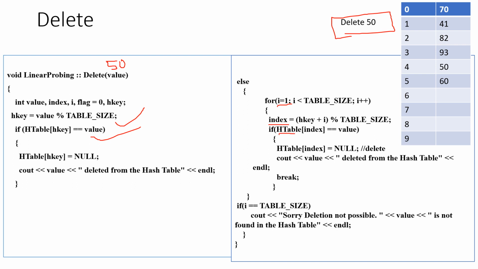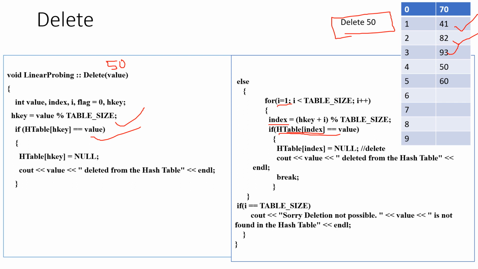Now check whether the hash table at index 1 contains 50. No, this is also not containing it. So don't execute this one, and increment the I value. Now I became 2. So 0 plus 2 modulus table size, that is 2 modulus 10, gives the second index. Is hash table of the second index equal to 50? No. Then increment I; I became 3. 0 plus 3 modulus table size gives 3. Go and check the third index. Is the third index containing 50? No, this is also not containing it.